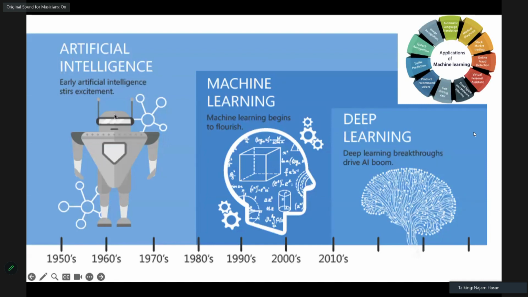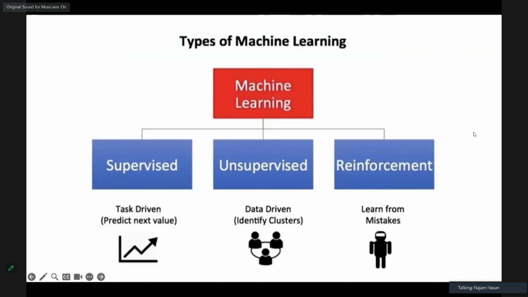From the 1950s, from the time artificial intelligence was coined by Turing, where early artificial intelligence stirred excitement, to the 1980s, where machine learning begins to flourish, and in 2010 and beyond, the deep learning breakthroughs drive AI to bloom. Needless to say, there are various applications of machine learning in all aspects of human endeavor, from automatic language translations to medical diagnostics to all kinds of areas which touch our concerns. But we would be more interested in aspects of astronomy.